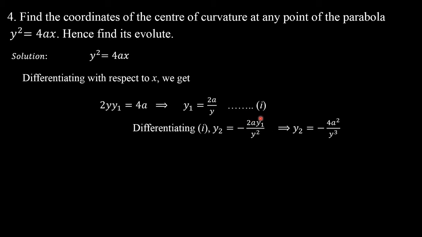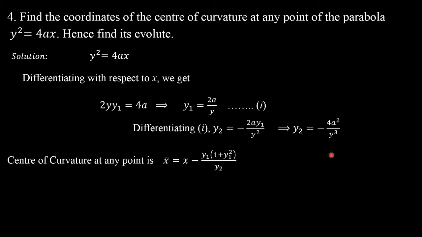Just substituting the value of y1, what is your y1? y1 is 2a by y. So y2 reduces to y2 is equal to minus 4a square by y cube. Therefore, the coordinates of the center of curvature at any point is given by the formula x bar is equal to x minus y1 into 1 plus y1 square divided by y2.